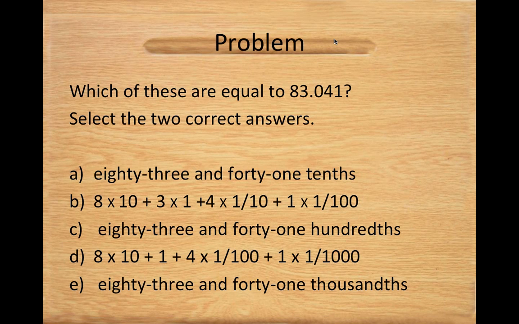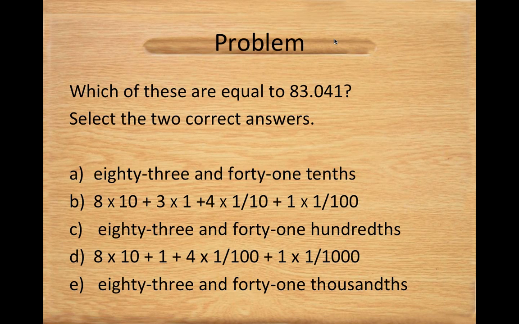No, I must have typed that wrong. I typed that wrong. Okay. So D should have been the correct answer. I apologize for how I typed it. That should be 8 times 10, 3 times 1. I left out the 3. 4 times 1/100, 1 times 1/1,000, which should have given me 83 and 41 thousandths. You don't know how many times I've gone over this PowerPoint and I didn't pick it up till now.